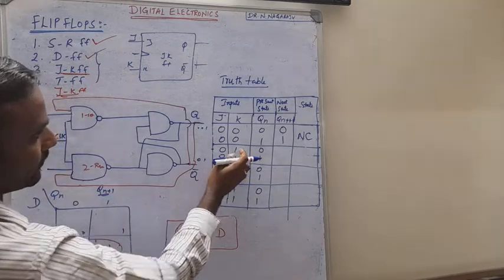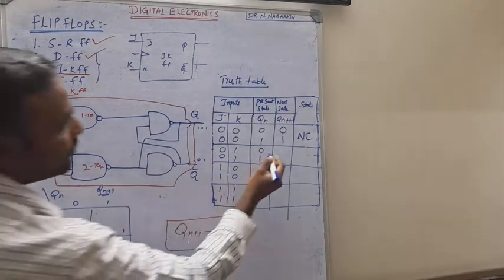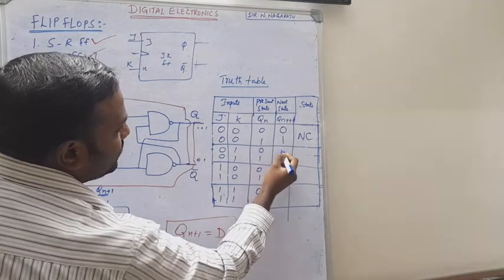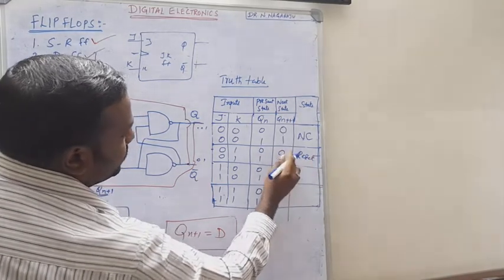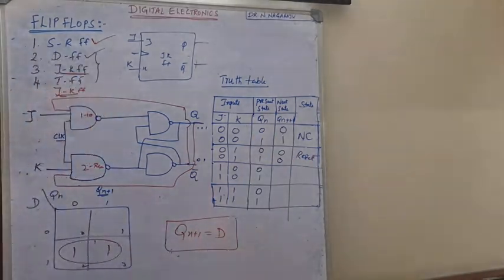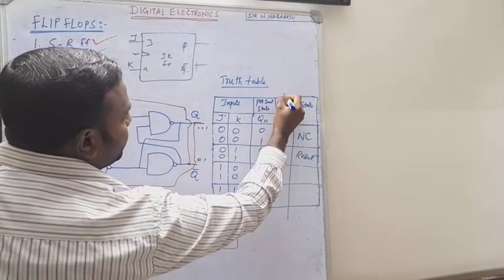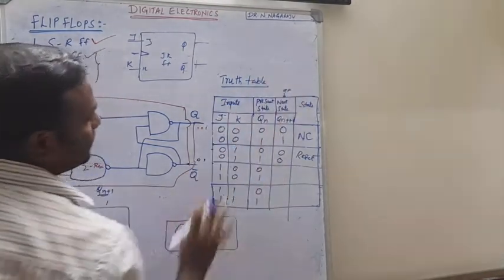So here K is equal to 1, so it must be reset. Whatever the input is, it must be reset. So 0 0 is the only output. Now the next state is always what? You just assume it as the output, right?